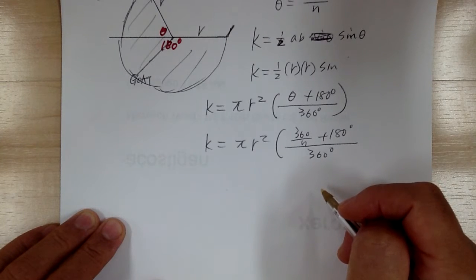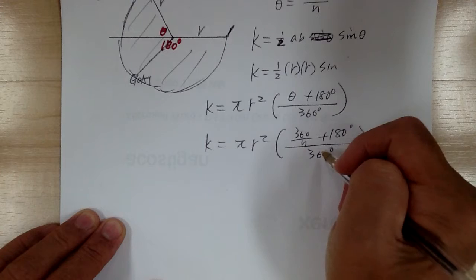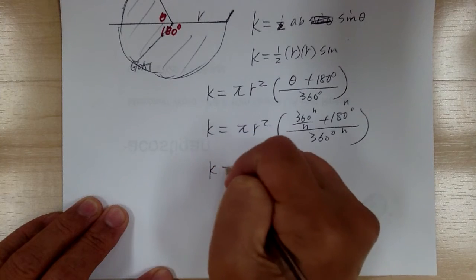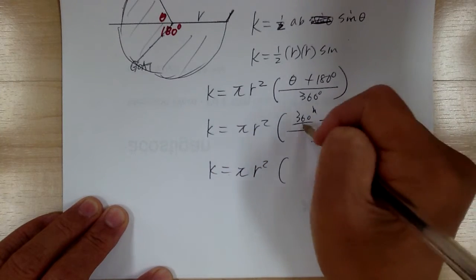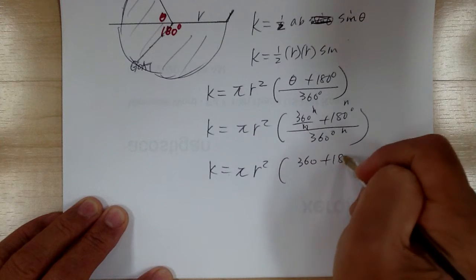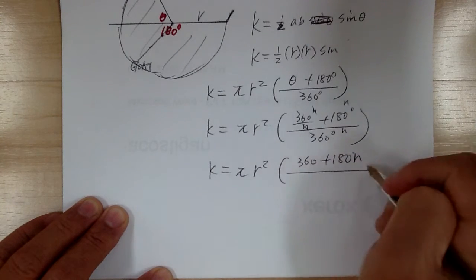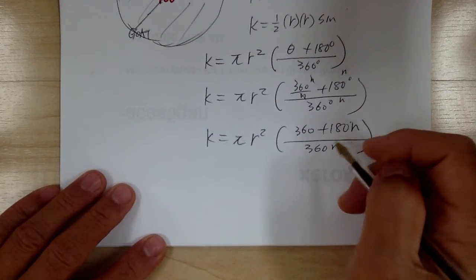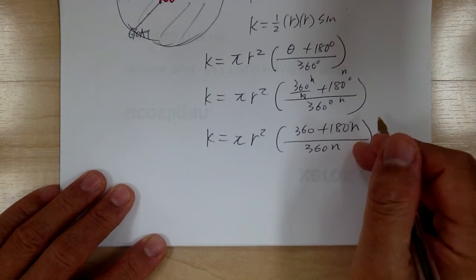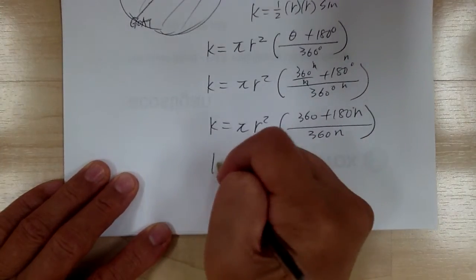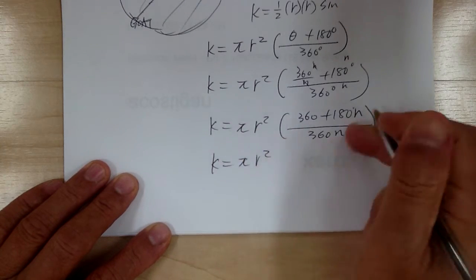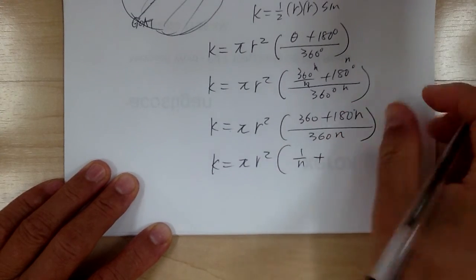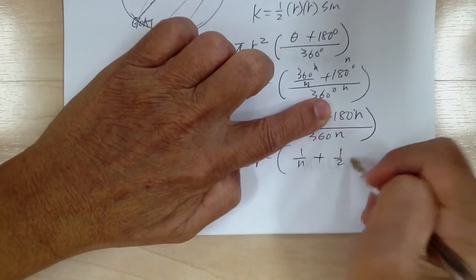Since you have a complex fraction, let's multiply each term by N, the common denominator. So K equals pi R squared, this cancels, so it would be 360 plus 180 N over 360 N. And if you divide by 360, I'm going to separate the terms. This one will give me 1 over N, and this one will give me 1 over 2.